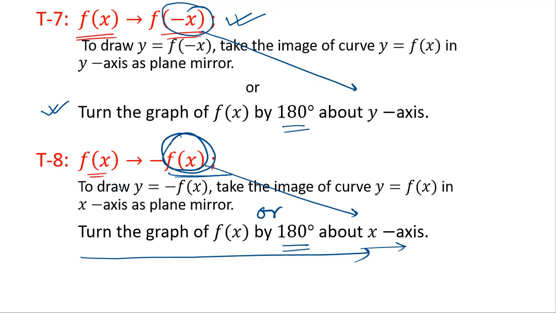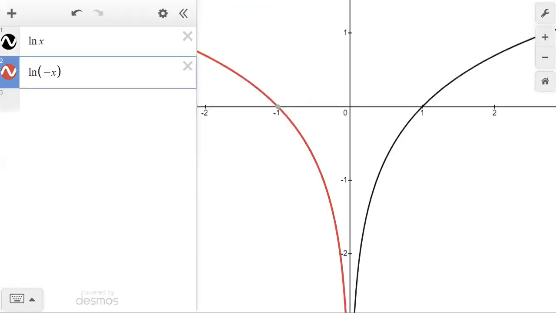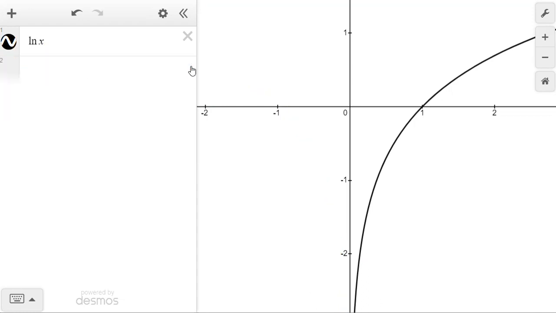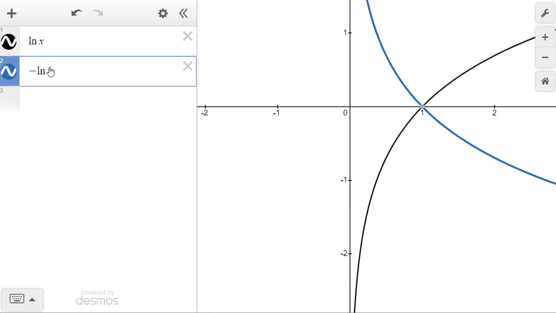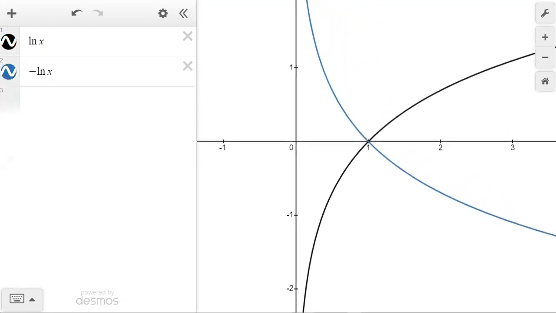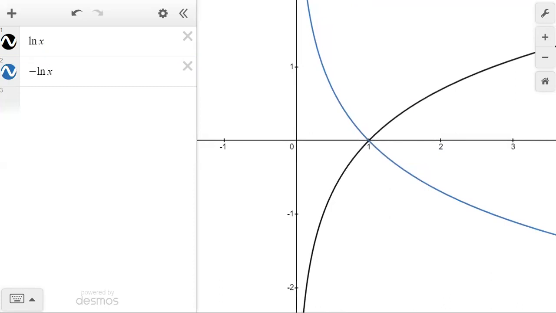Now I will show you some other examples in Desmos. Let me take Desmos and draw some other graph. Now I have shown you log x, and as an example, I have shown you e to the power x. I am taking here minus log x. See, the graph rotates about the x-axis.